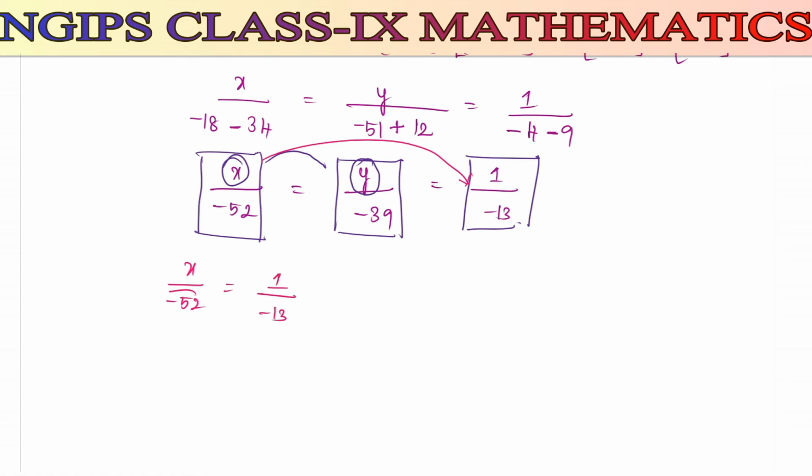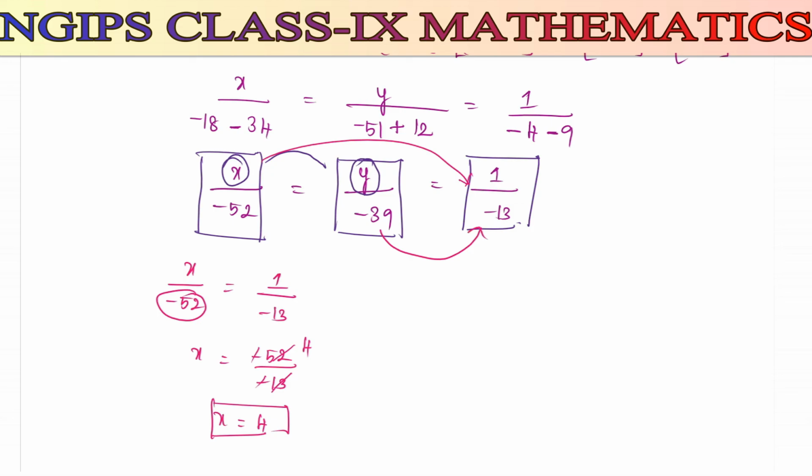This minus 52 division, when you shift to the opposite side, will become multiplication. Minus 52 divided by minus 13, minus minus will get cancelled. 1 13 is 13, 4 13s are 52. So x is equal to 4 we got. Next we need to find the y value. Same, I am going to equate y to the constant term.